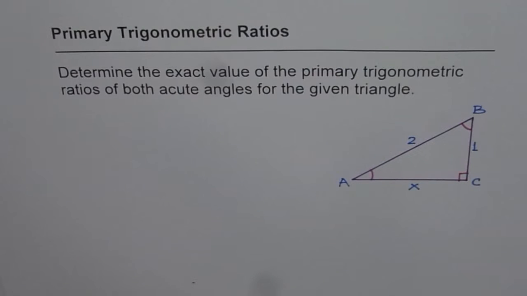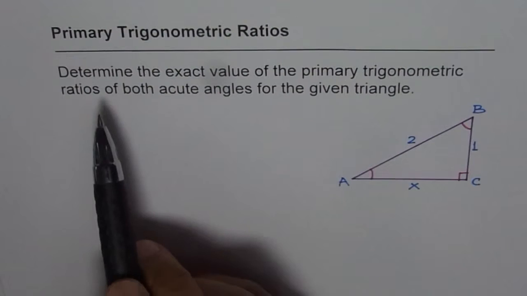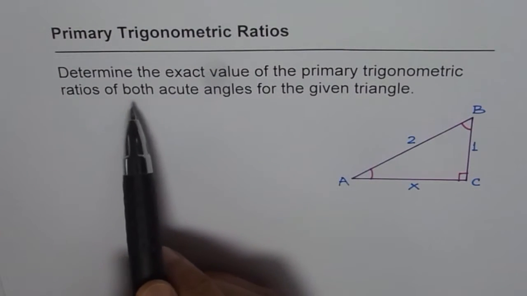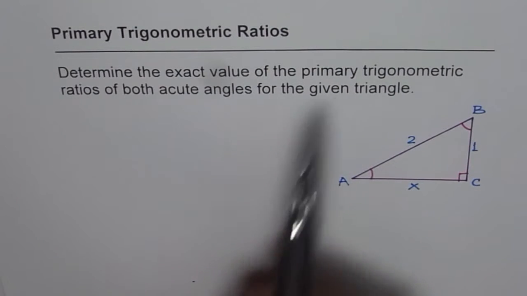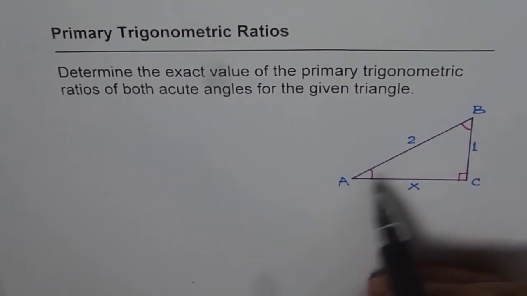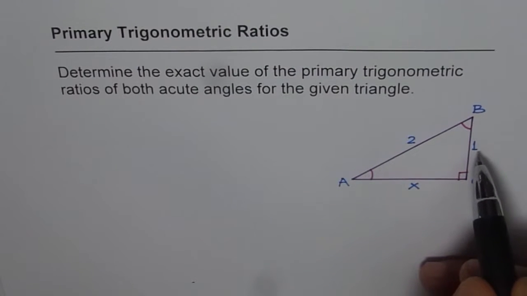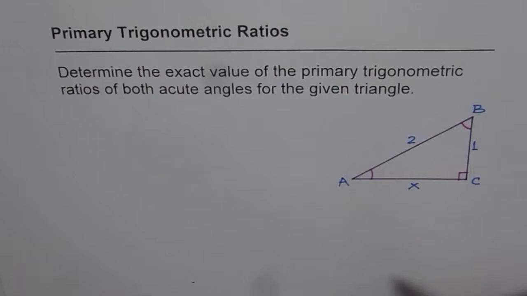I'm Anil Kumar, and in this video we will learn how to write primary trigonometric ratios for a given right triangle. So the question is, determine the exact value of primary trigonometric ratios of both acute angles for the given triangle. So here we have triangle ABC, which is a right triangle. One of the sides, the smaller side of 1 and hypotenuse of 2 is given to us, and we need to find exact value of both acute angles.